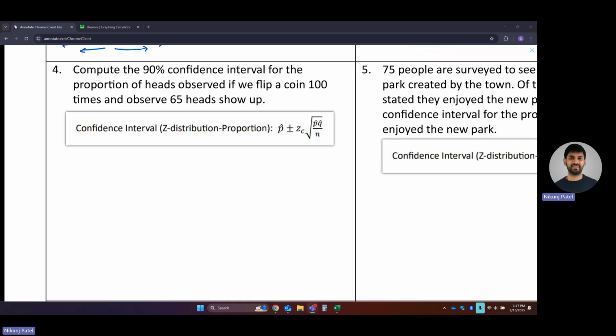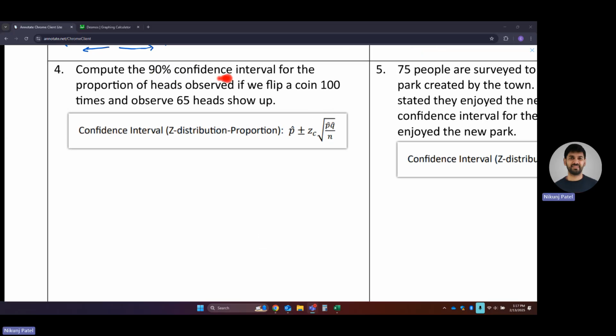So let's do number 4 together. Number 4 says compute a 90% confidence interval for the proportion of heads observed if we flip a coin 100 times and observe 65 heads show up. So in this question, a few things to identify first off is the words confidence interval, and it says for the proportion. And as you can see in this formula, I've taken this screenshot from the formula chart itself, confidence interval, and it says Z distribution proportion, right? Confidence interval for the proportion. So you want to match those up. This is how you know that you're going to be using this formula.